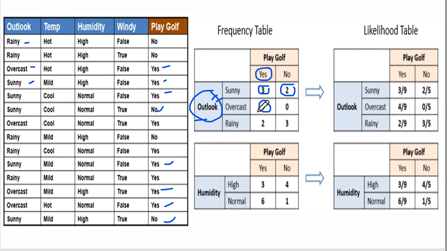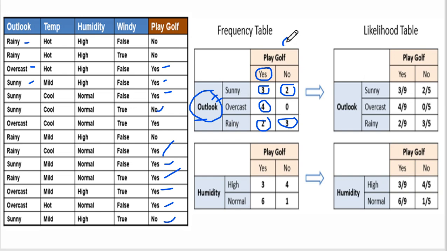Likewise, outlook equal rainy with yes class. Outlook equal rainy no 1, rainy no 2, rainy no 3. So rainy with no class is 3 records, and rainy with yes is the other 2 records. Likewise, we have to find out the frequency table for all the features.